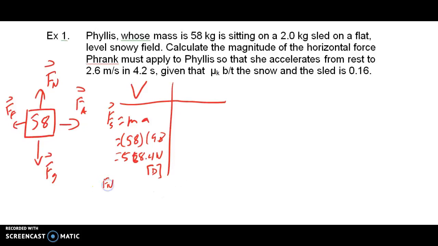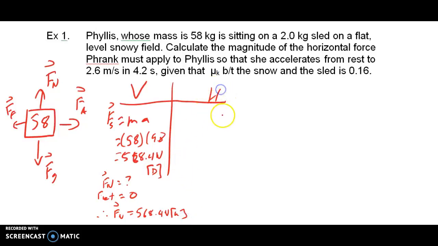Now we don't know the force normal, but we know the net force is going to be 0. Since Phyllis is neither accelerating up or down, we can therefore conclude that the force normal has to be in this case the same value as force gravity, except in the opposite direction, so 568.4 newtons up.